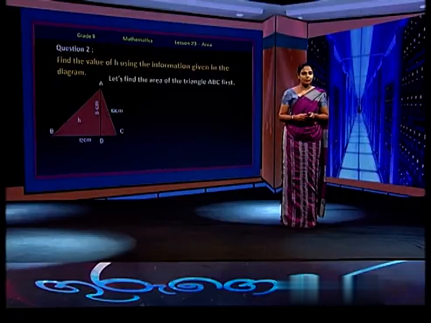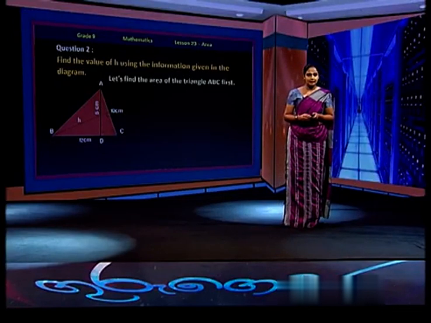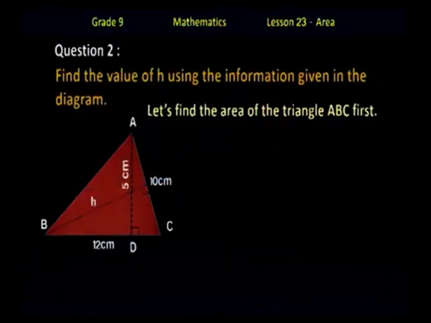Find the value of H using the information given in the diagram. Now how can you find out H? It is a perpendicular height. Then there are two bases, two sides, side BC and side AC.